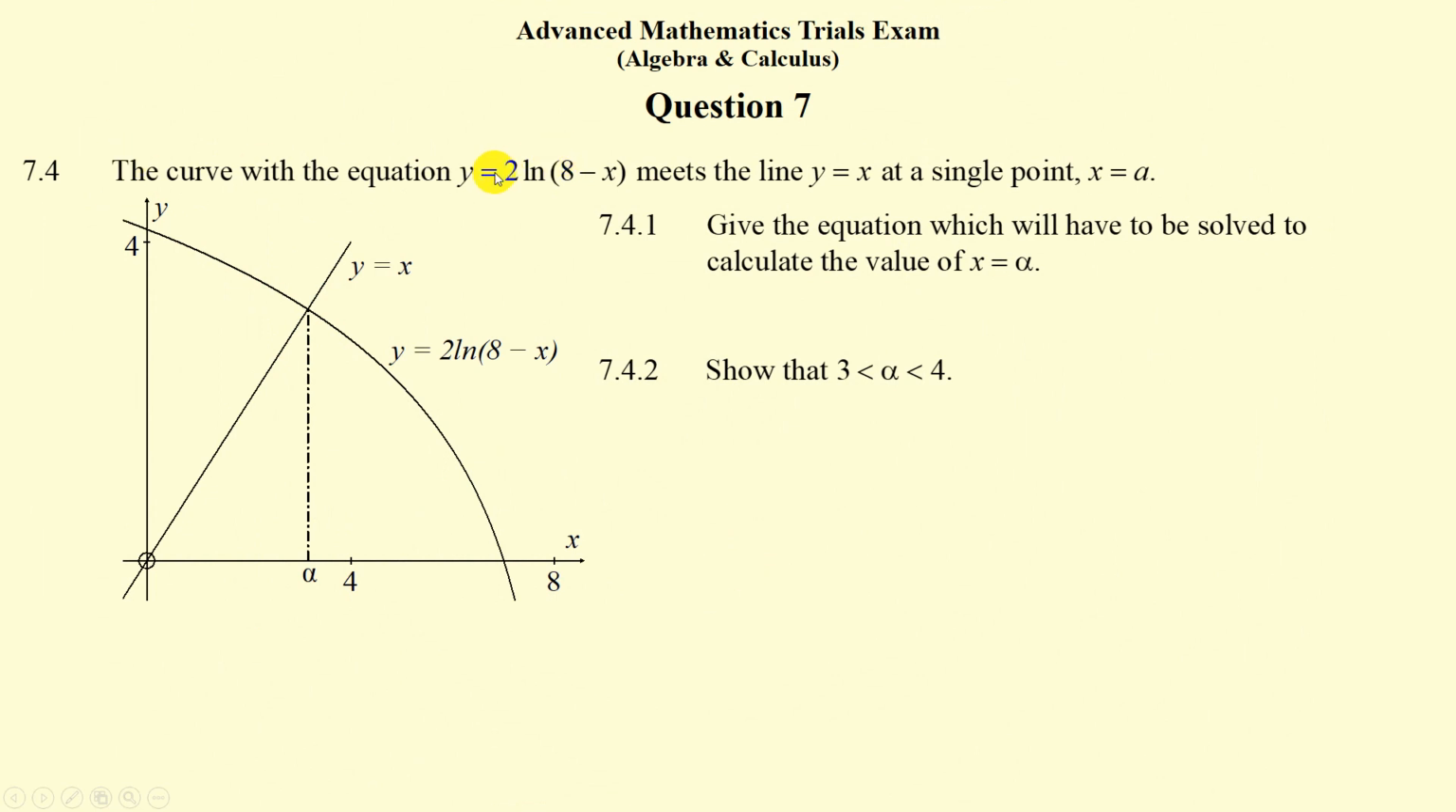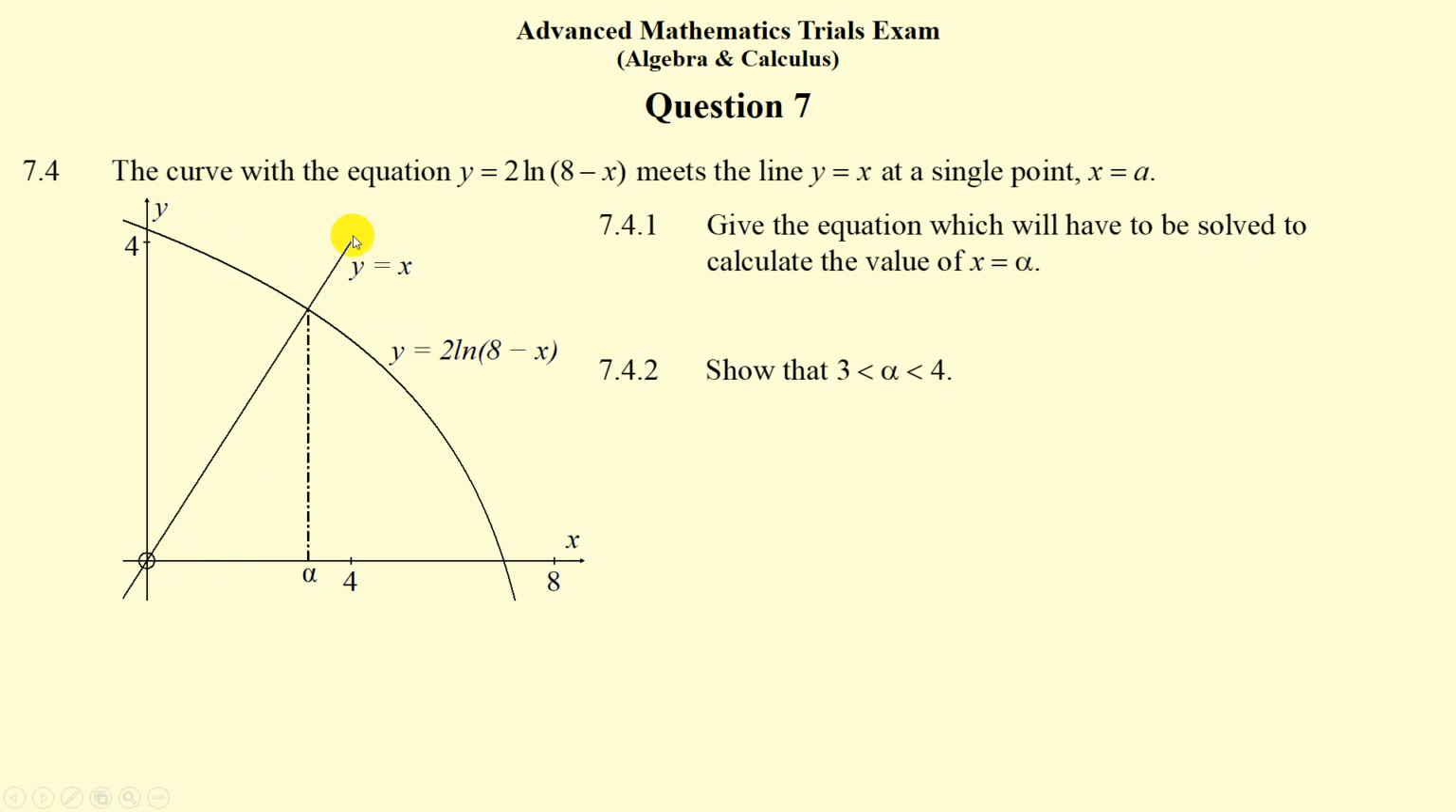7.4. The curve of y equals 2 ln of 8 minus x meets the curve of y equals x at a single point x equals alpha. So there's y equals 2 ln of 8 minus x. There is y equals x. Give the equation which will have to be solved to calculate the value of alpha.